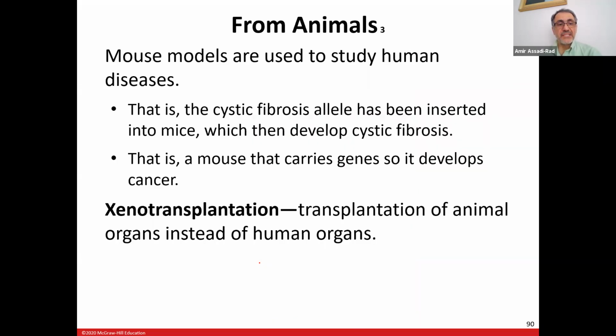Other things that are possible is xenotransplantation, which is a transplantation of animal organs or tissues into humans. So again, if we do not want to reject the heart or kidney or liver of an animal, we have to genetically modify it to our genes. So my body does not recognize that as a foreign molecule and is able to put it inside of my body.